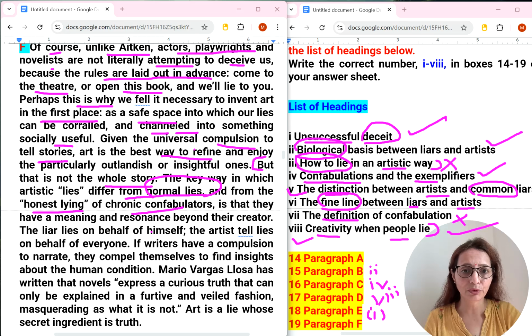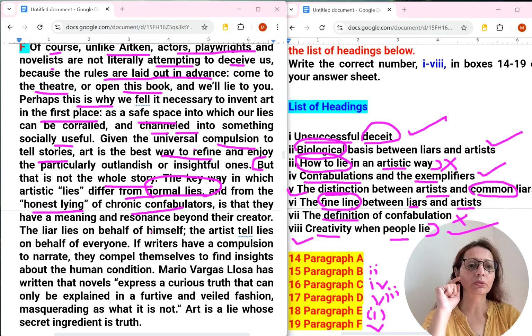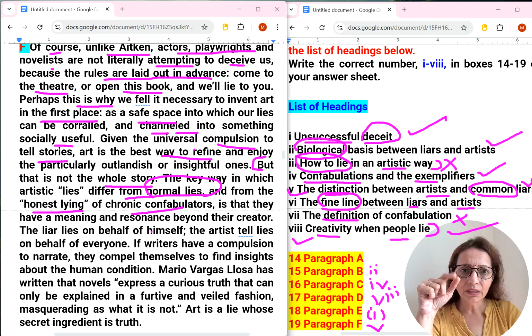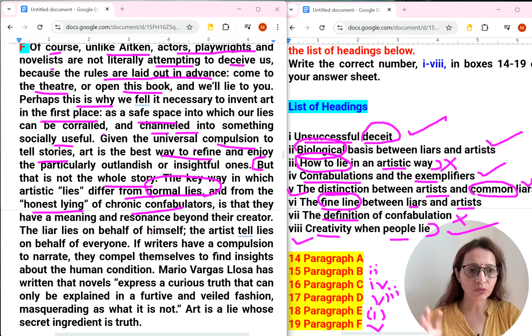So I will select this fifth one for F number. So this also we have selected. Okay. So if you try to match any other, nothing will match with this paragraph. Here they are giving some distinction between common liar and artist. So how the artist will give some lying and all about the story and differ from normal lies. So they are explaining this much.